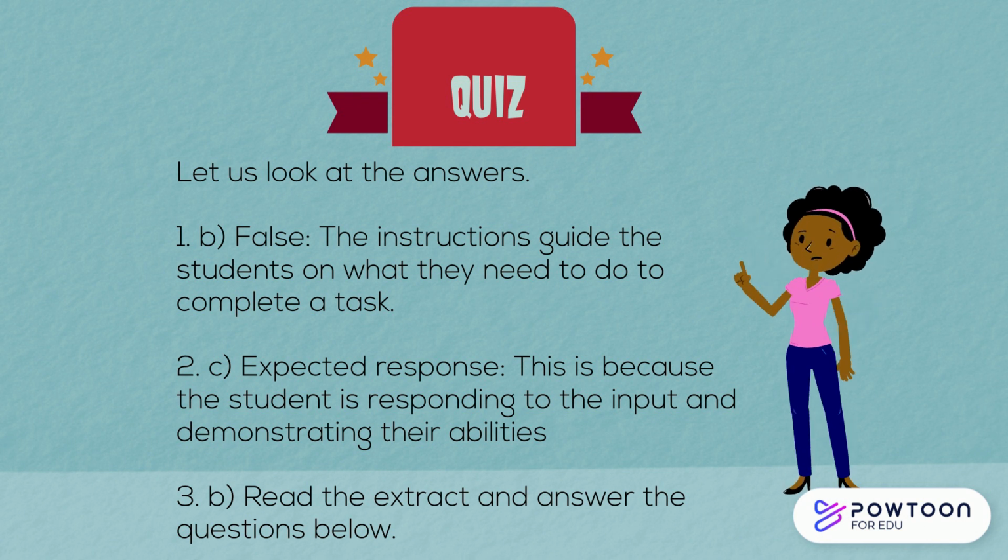Question 1. If you answered B, which is false, you are correct. The instructions guide the students on what they need to do to complete a task, not the input. Question 2. If you said expected response, well done. It's an expected response because the student is responding to the input and demonstrating their abilities. Question 3. B is the correct answer. Read the extract and answer the questions below. This is an example of instructions and not the input.